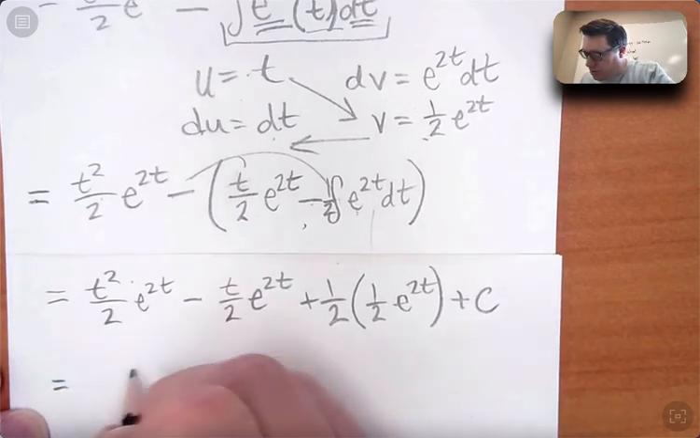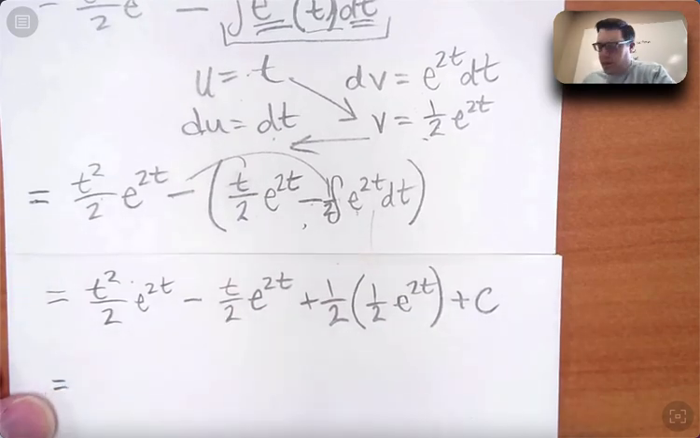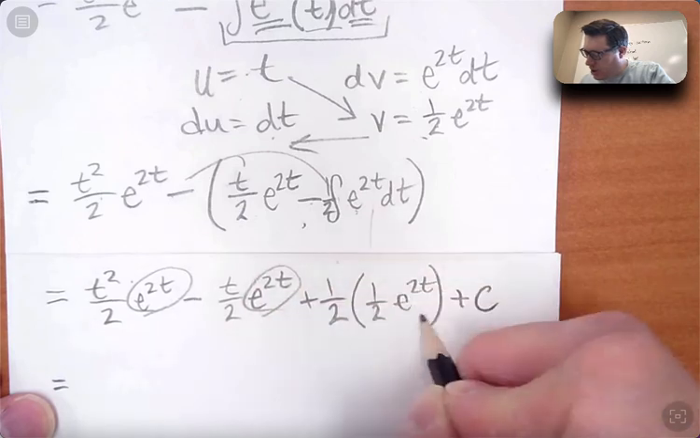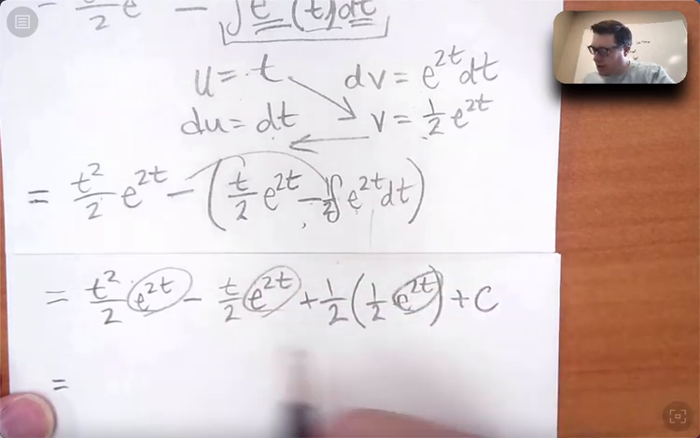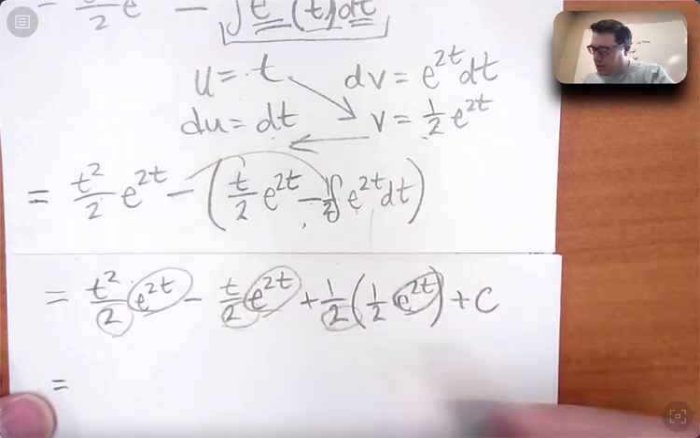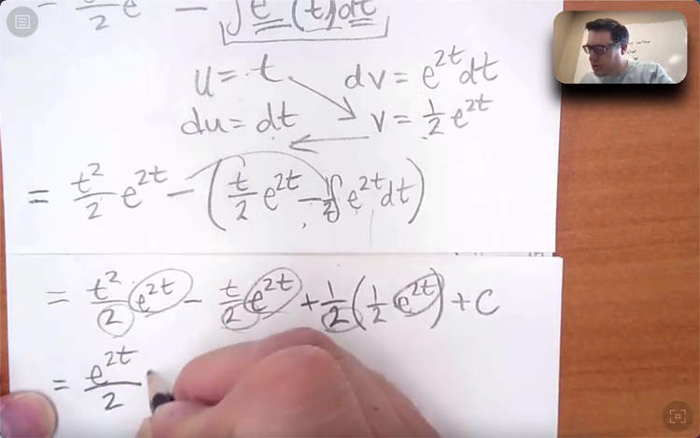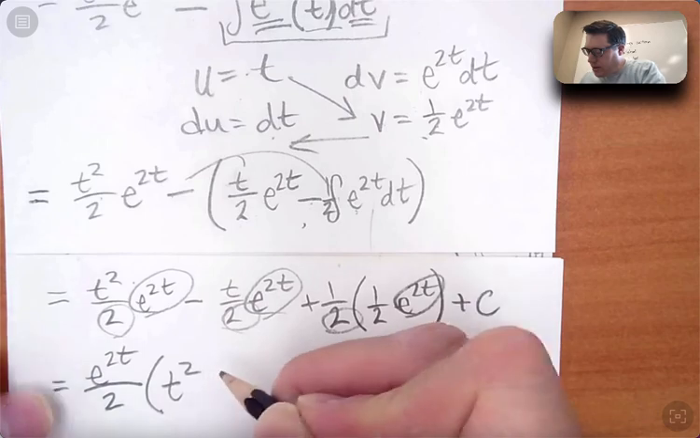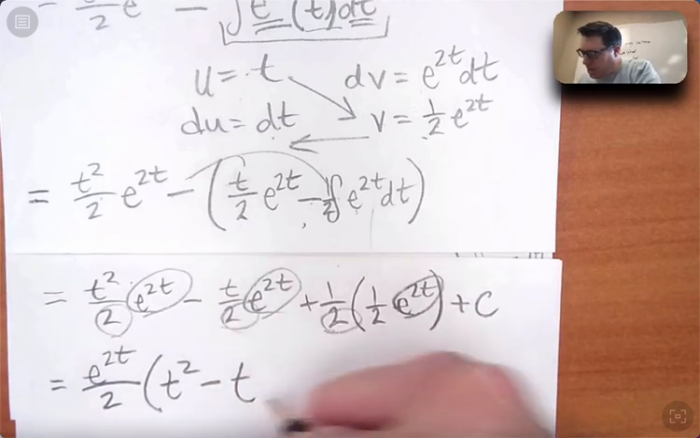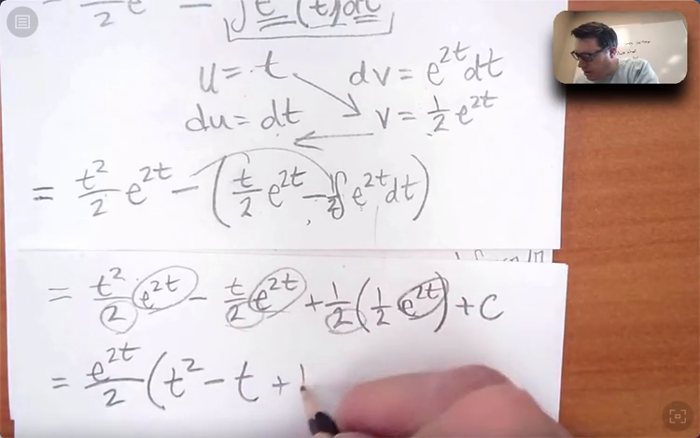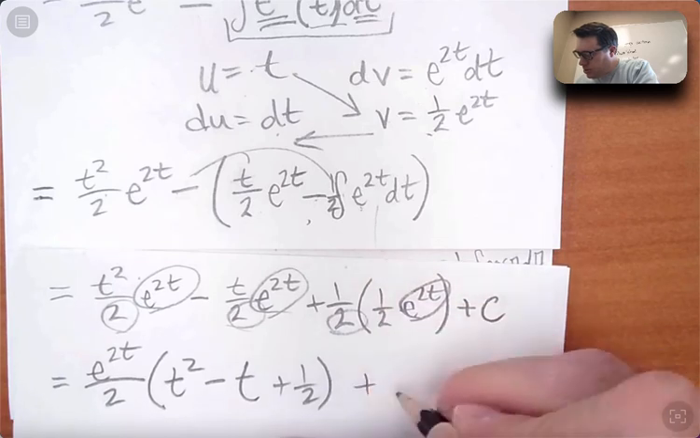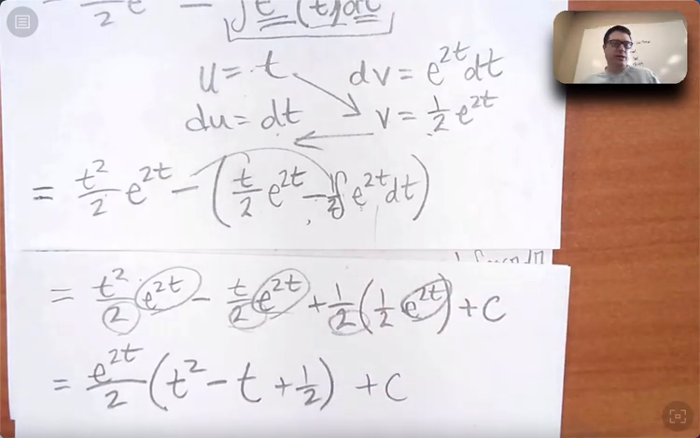So we have equals, I'm going to save myself a step. I'm going to factor. All of these things have an over 2 factor. e to the 2t over 2 times t squared minus t plus 1/2, plus c. That's fairly concise.